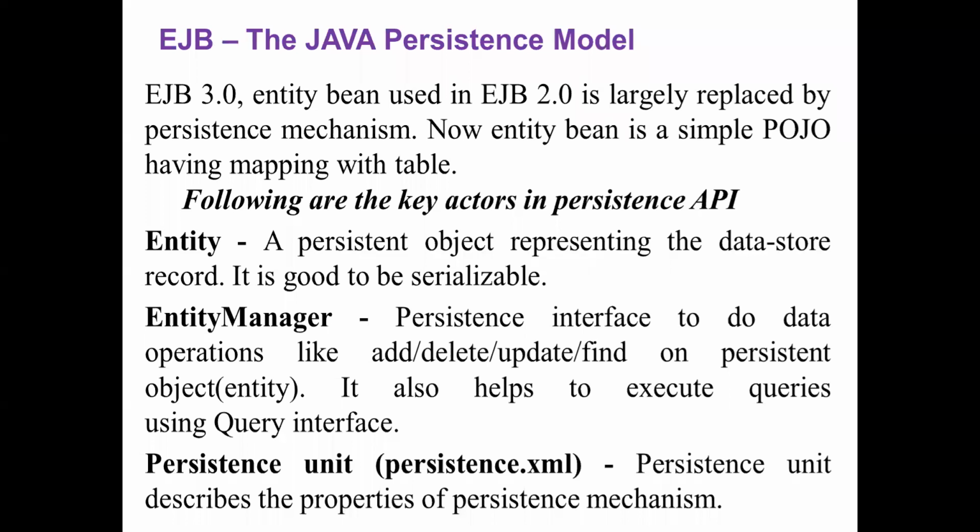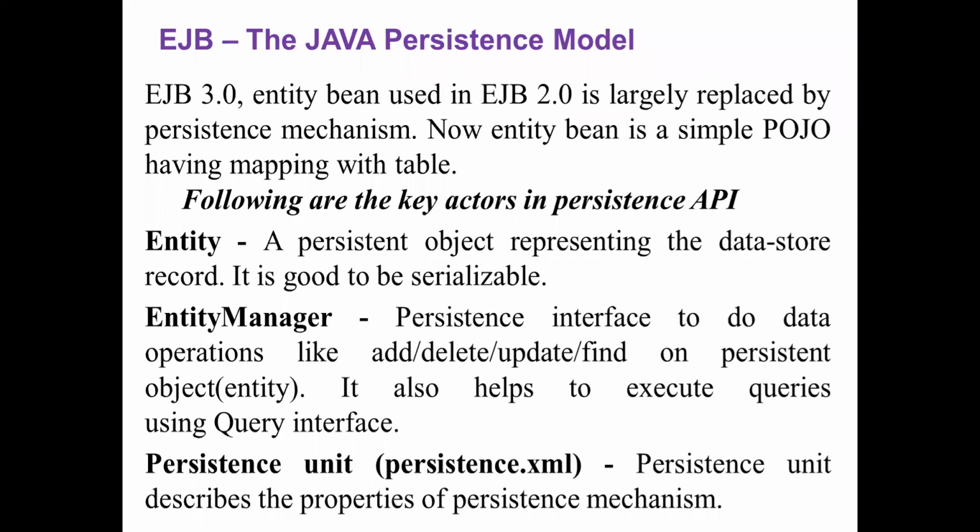And the third one is the persistency unit. We write it as an XML, so we can call it persistency.xml. This persistency XML, or the persistency unit, describes the properties of the persistency mechanism. So what is the role of the persistency unit? It is a mechanism to describe the properties of the persistency. So this is what we call the persistency unit.